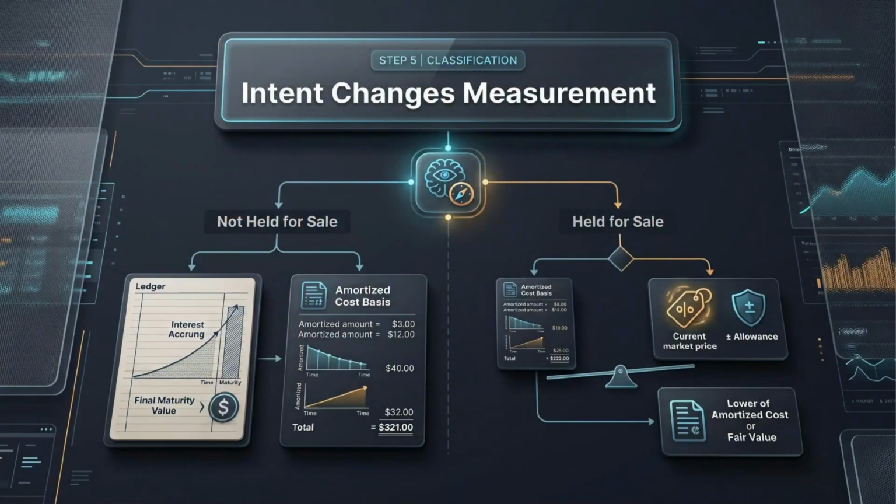Classification is where management intent becomes very important. If the entity intends to hold the receivable for the foreseeable future or until maturity or payoff, the receivable follows an amortized cost basis model. If management has decided to sell the receivable, then the held for sale model applies, usually the lower of amortized cost basis or fair value. One caution: intent determines the current model, but it is not frozen forever. If intent changes later, the reclassification rules must be applied carefully, as we will see shortly.